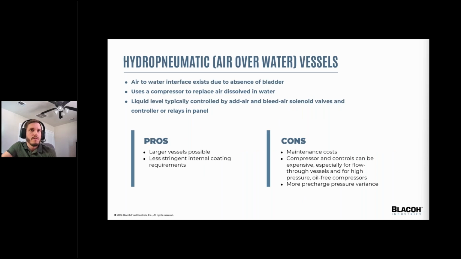The next surge vessel actually has a few names. It's called a hydropneumatic vessel, or air over water, or simply a compressor vessel. Since there is no bladder, the air directly interfaces with the water or whatever the processed liquid is. It uses a compressor to replace the air that gets dissolved in water over time. The liquid level is typically controlled by an add air solenoid valve that brings higher pressure air from the compressor to the surge vessel, and a vent air solenoid valve that puts air into the atmosphere when the liquid level gets too low so that it can bring the liquid level up.